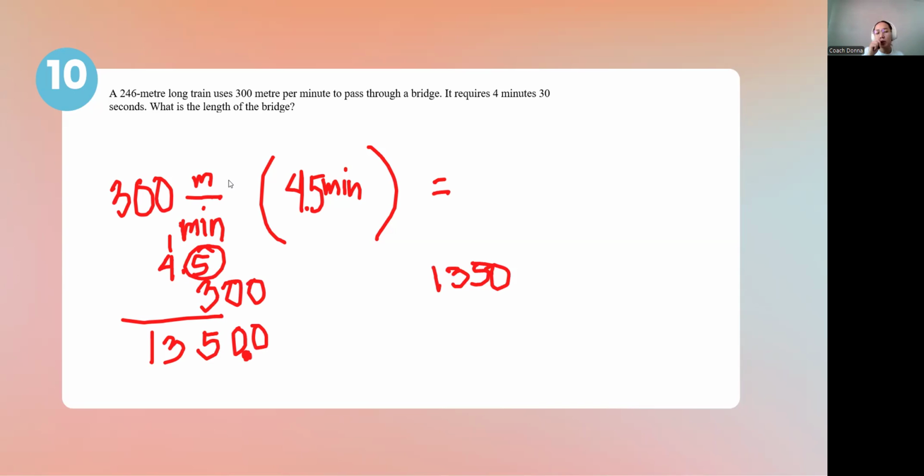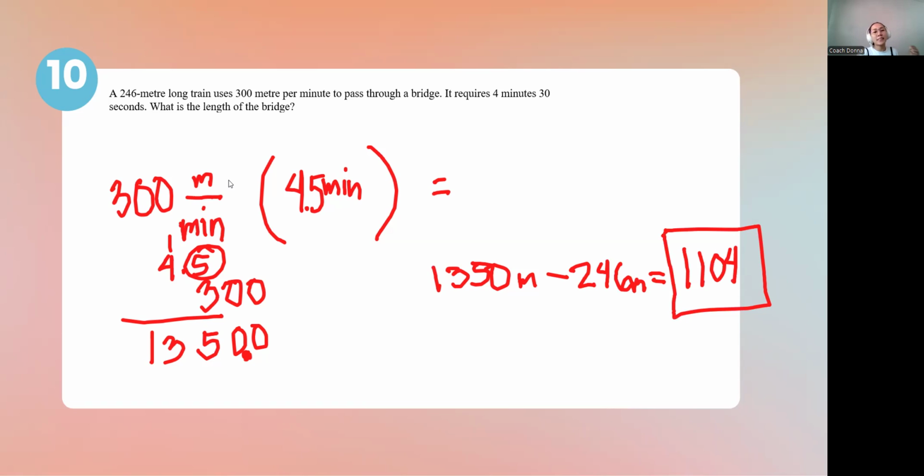So that means to say you have 1,350. So it requires 4 minutes, 30 seconds. But that's in meters, and you already have a 246-meter long train. So make sure to subtract that, and you'll get an answer of 1,104, the length of your object. So that's it for number 10.